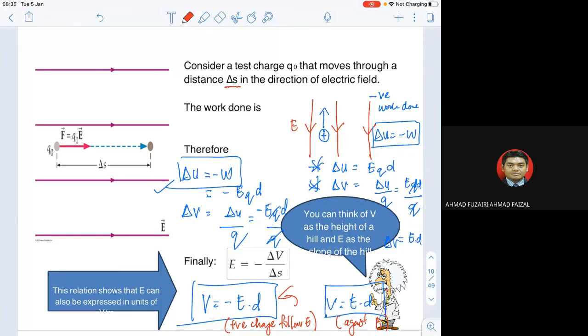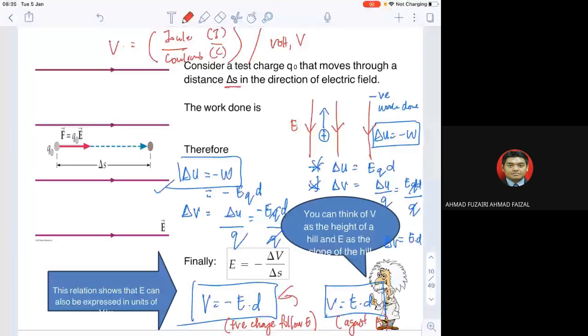The unit for V, as I mentioned earlier, is joule per unit coulomb. V can be considered as joule per coulomb, J/C. Maybe we can write it as volt, capital V. So there are two different ways to state the unit for V.